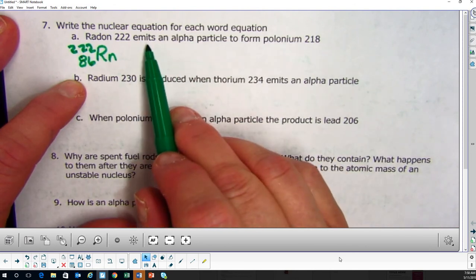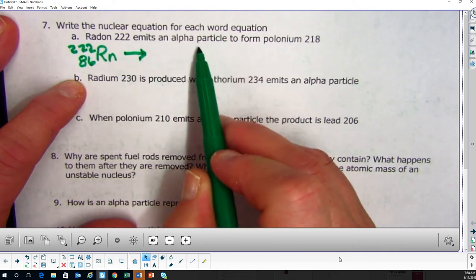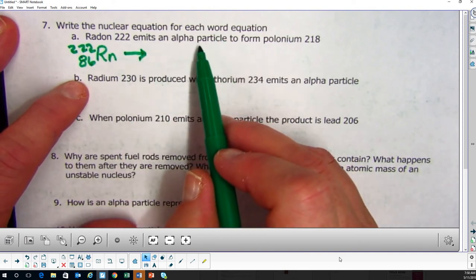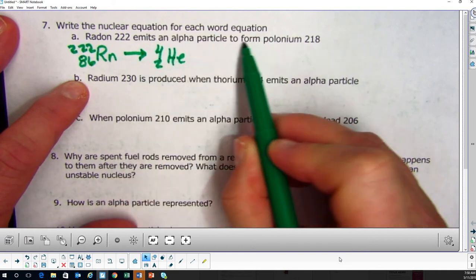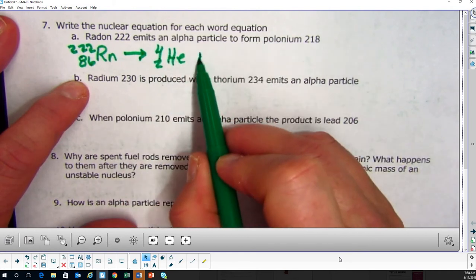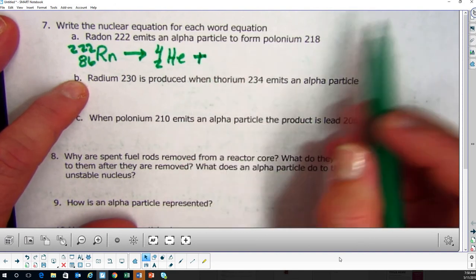Emits. What does that mean? Gives off. So I'm going to do the arrow. An alpha particle. What is an alpha particle? 4/2 He. Good. 4/2 He. Two forms. So I'm going to also put a plus. Make sure you put the plus there. That was another thing that I was seeing missing a lot.